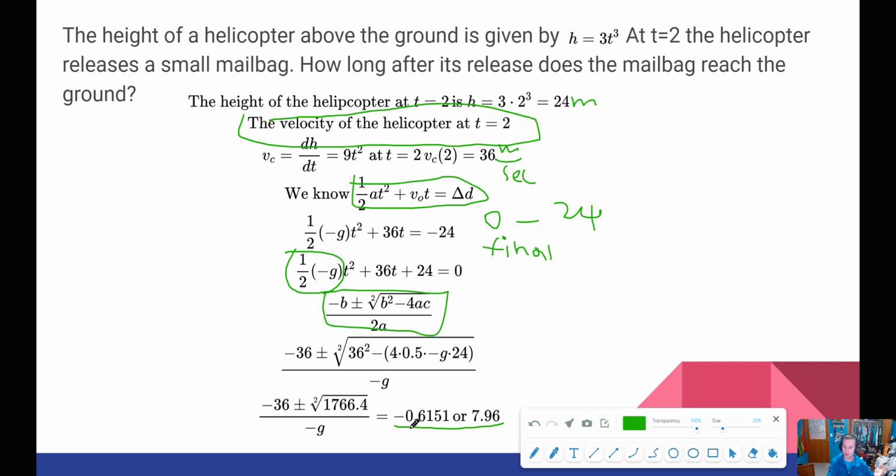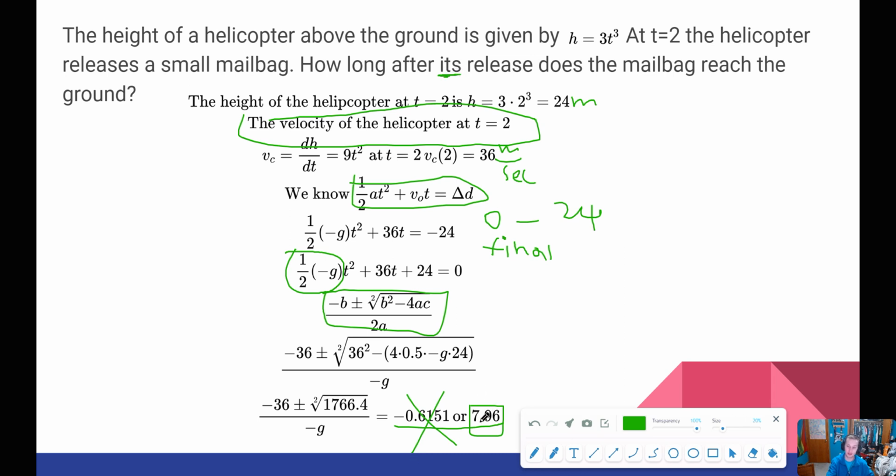Which one is the right answer? Well, it's 7.96. In this context, it doesn't really make sense to have a negative time, so we ignore that solution.